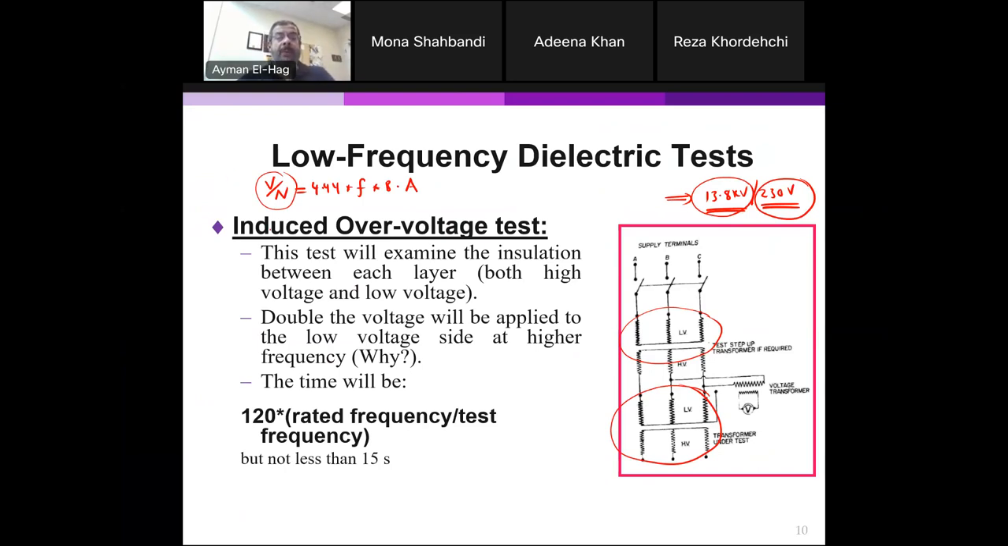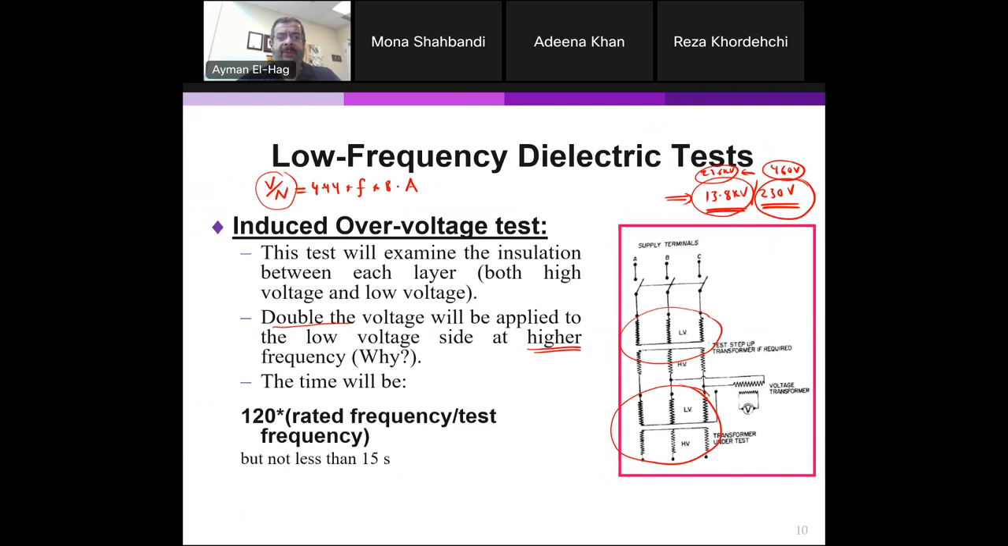Okay. Now, when we apply this test, we apply double the voltage, okay, but at a higher frequency. So, for example, if the transformer is 230, we apply here 460 volt. Okay? So we are inducing double the voltage at the 230 volt, and here also this will be like 27.6 kilovolt.